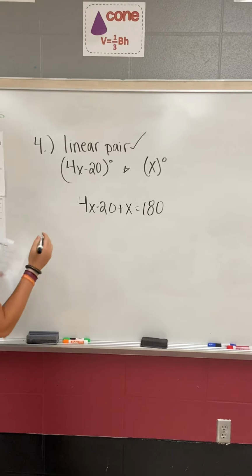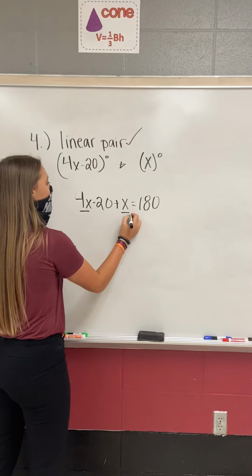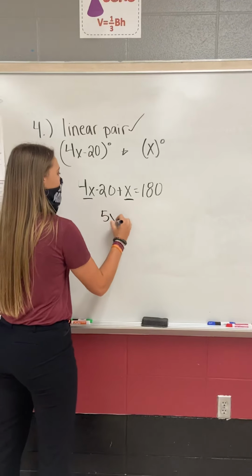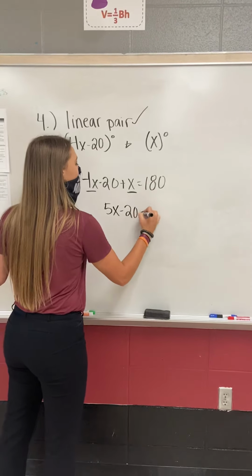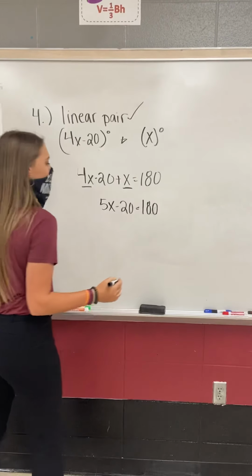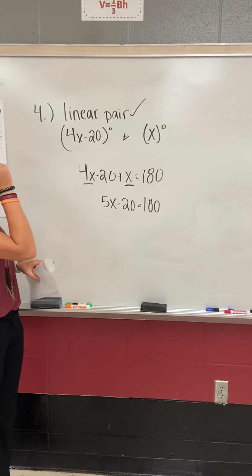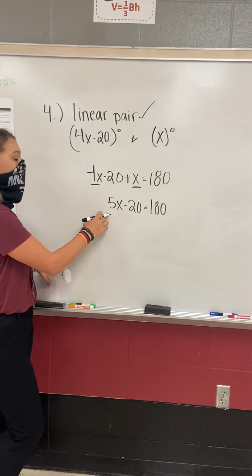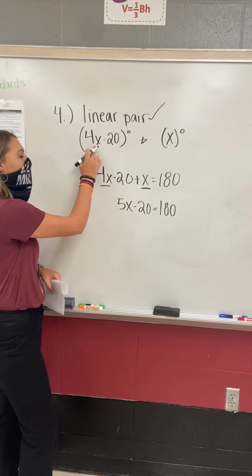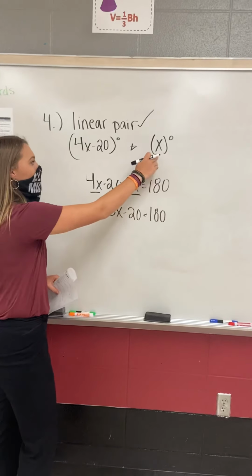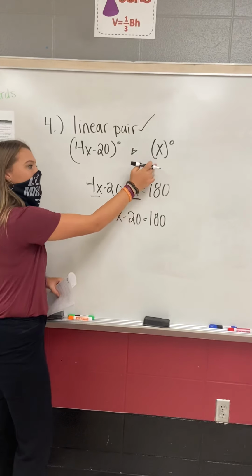Okay? Then I'm going to do my like terms. 4x plus x is 5x minus 20 equals 180. And then you're going to solve for x. I'm not going to work this one all the way out because I want you to try it, but you're going to do it the same way. Find x and then plug it in for this angle and then plug it in for this angle. So whatever you get for x will be this angle.